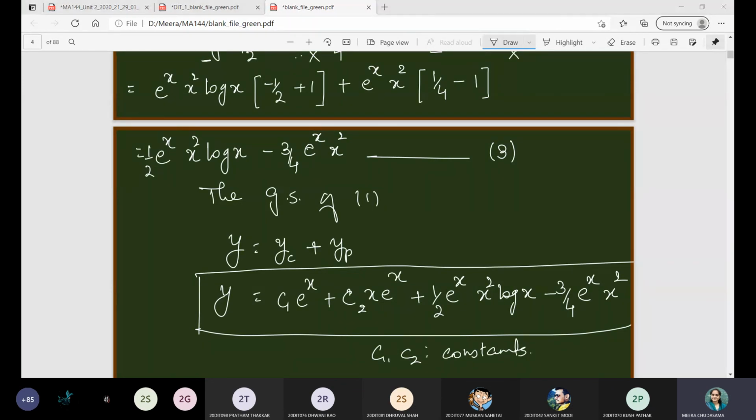Right? So you can see from this example that you have to be very careful while computing the integrations as well as the Wronskian and the W's. Right? Let me know, from this example is the variation of parameters method clear to everyone? Please raise your hand. Very good.